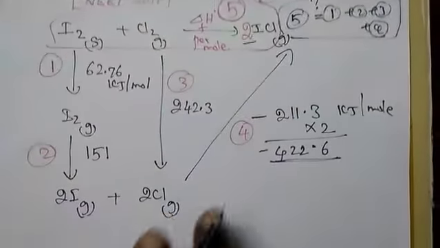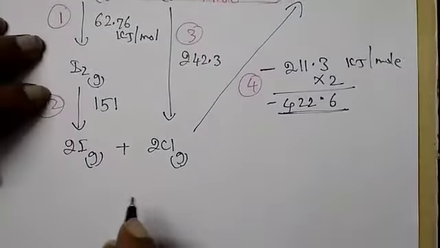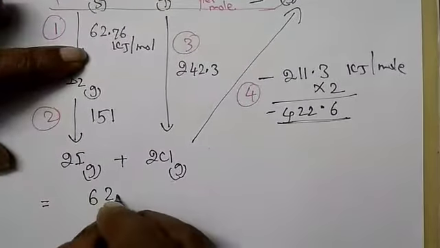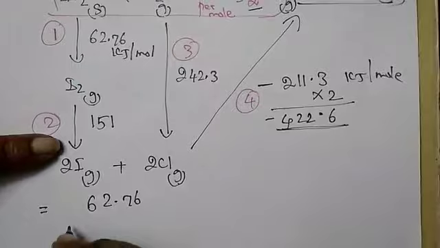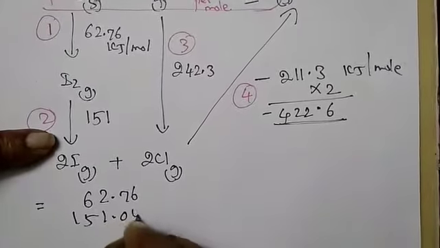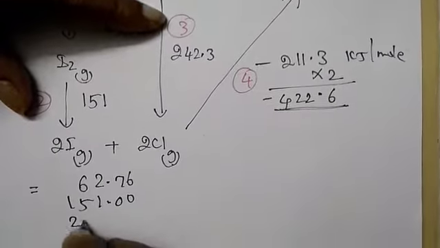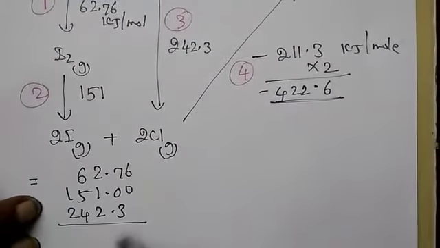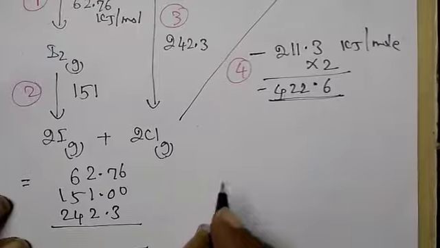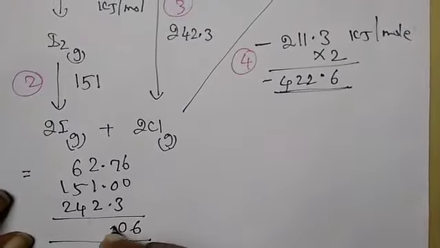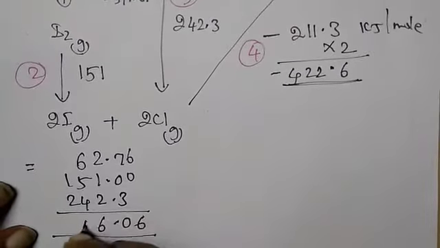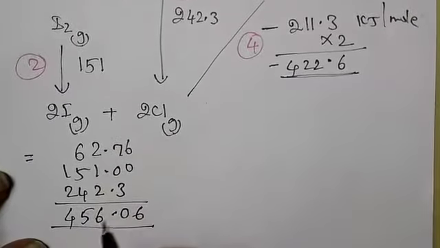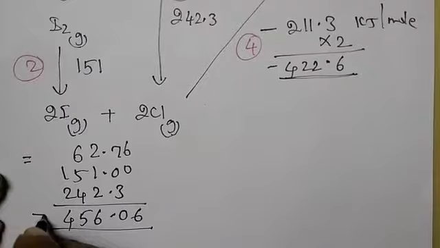Now let us go and do it with the delta H. Simple. Number 1: I am going to add it. This is 62.76. Number 2: 151. You write vertically, easy for us. Number 3: 242.3. With that I am stopping, because all of these are plus values and the next value is minus. So let me complete the plus values first. One minute, I will check it, children. Yes. Now this is the plus value.